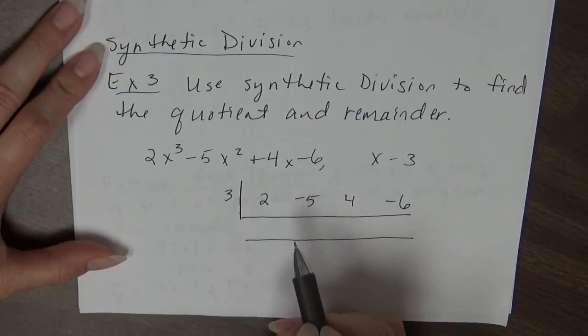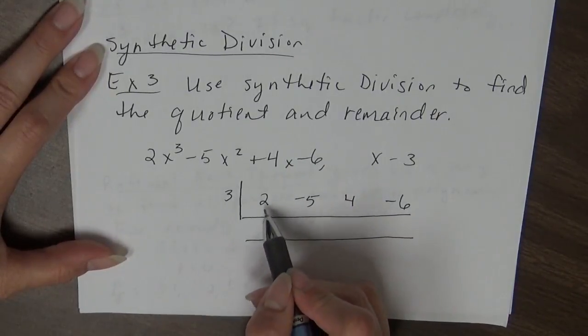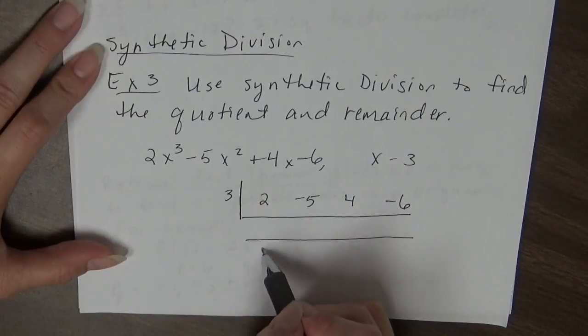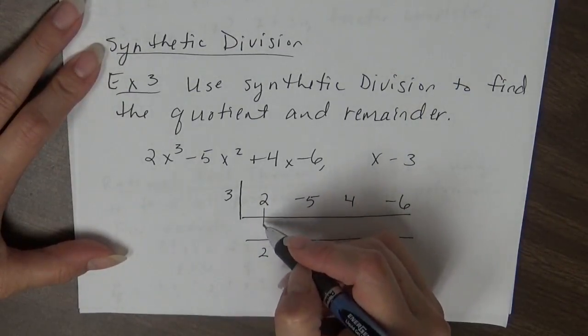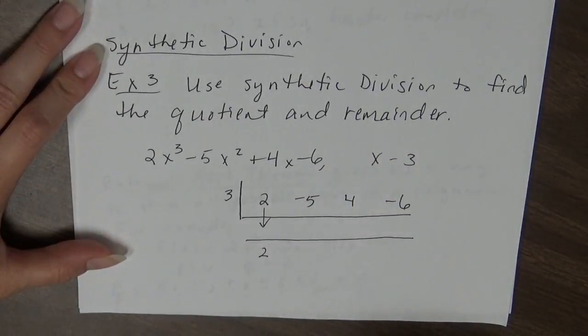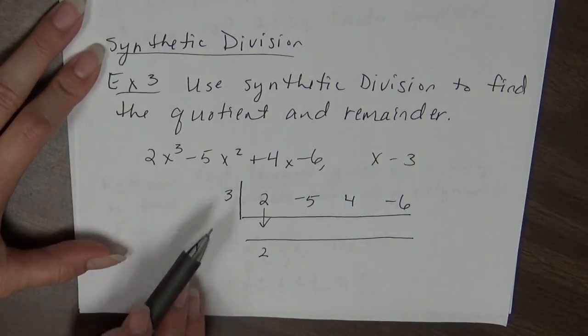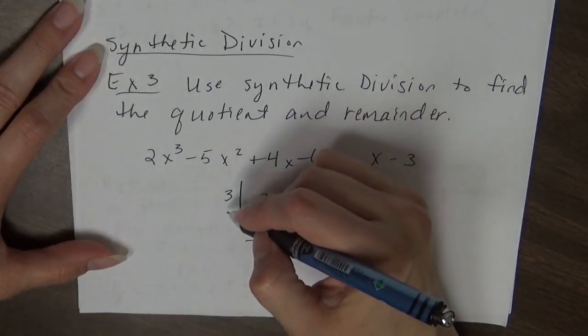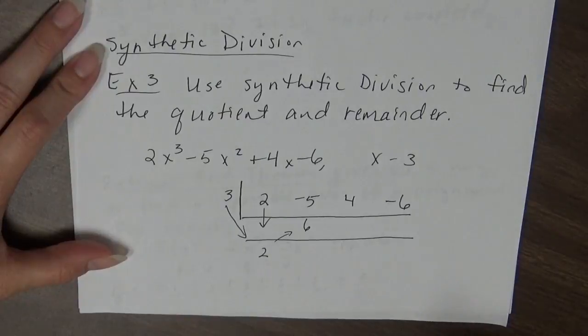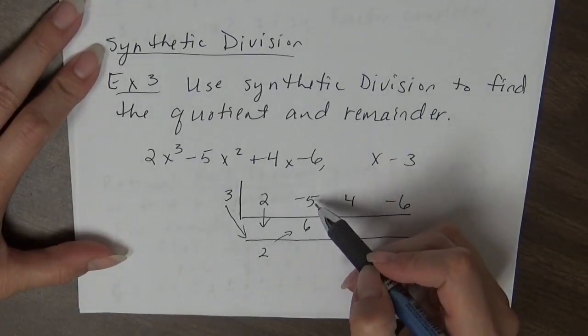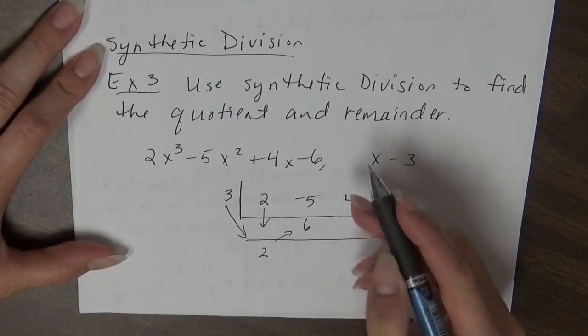And then I'm going to start with the first term. The first one comes straight down. So just bring down the 2. I'm going to put some arrows in here the first time. Maybe that'll help you. Then I'm going to multiply 3 times 2 is 6. And it goes here. And then I'm going to add negative 5 plus 6 gives me 1.